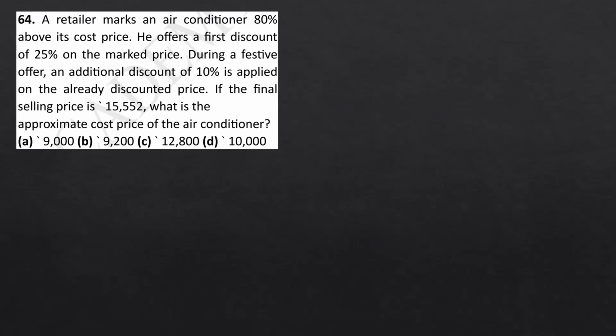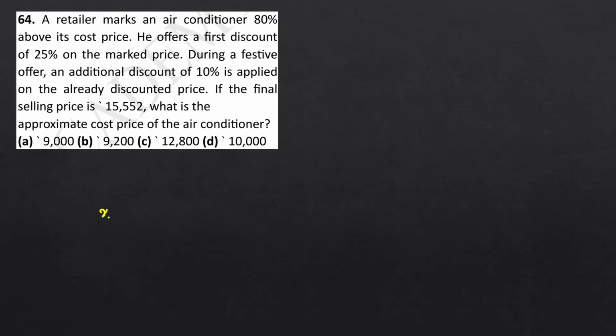A retailer marks an air conditioner for 80% above its cost price. He offers the first discount of 25% on the marked price during the festival offer. An additional discount of 10% is applied on the already discounted price. If the final price is 15552, what is the approximate cost of the air conditioner?